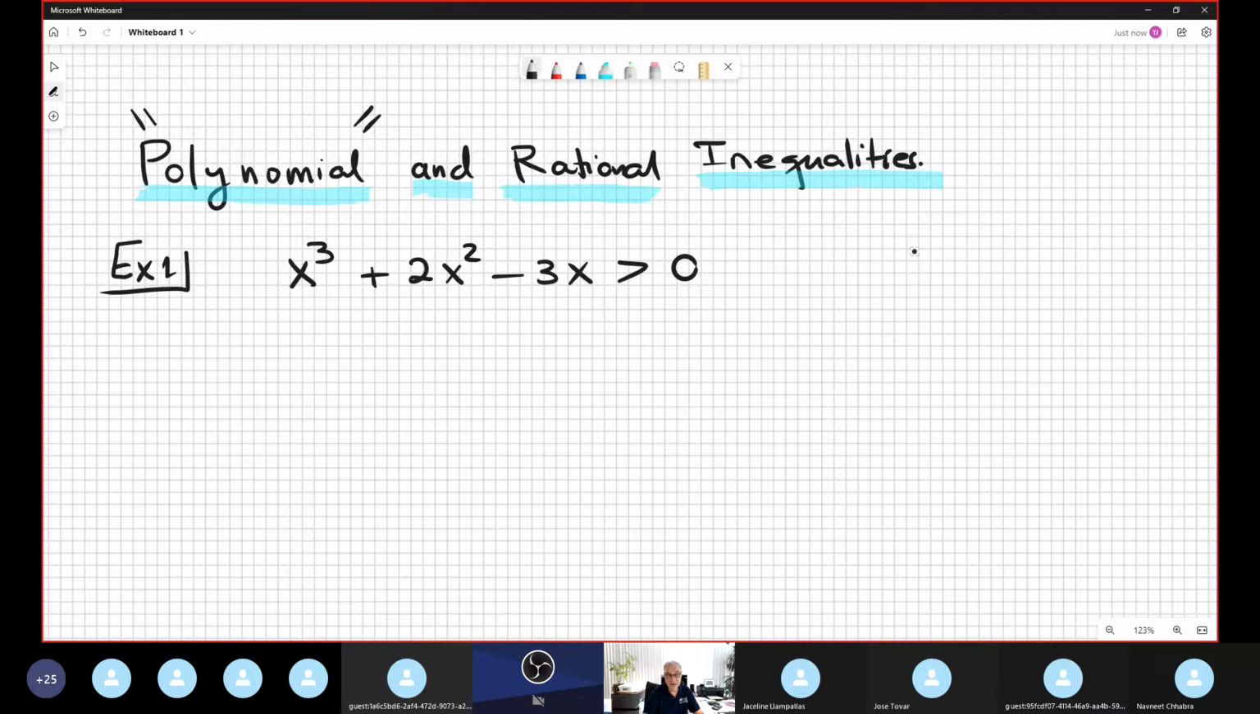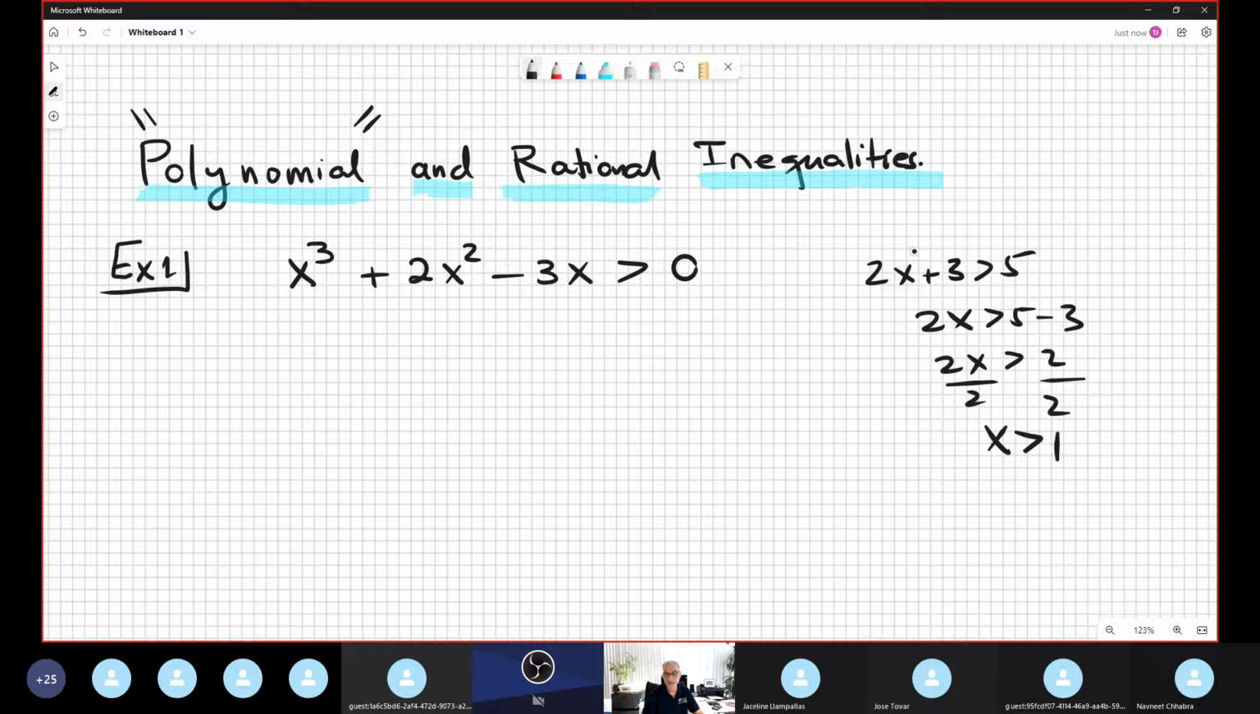So we cannot solve it in the traditional way that we do in intermediate algebra. In intermediate algebra, supposedly you have 2x plus 3 greater than 5. You move the 3, 2x greater than 5 minus 3, which is 2. 2x greater than 2, divided by 2, no problem. x greater than 1, and you express the answer like that or another way, interval notation. I always prefer interval notation in this subject.